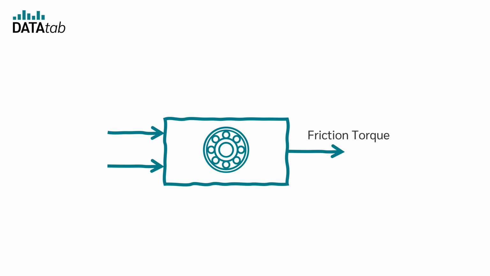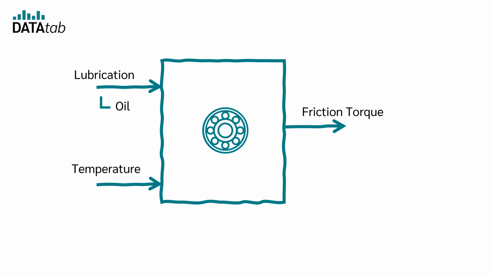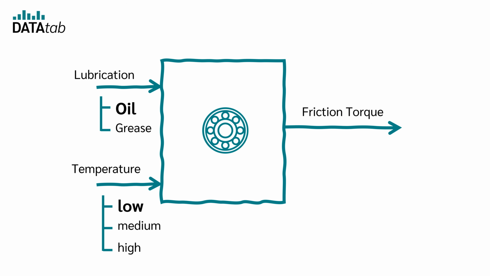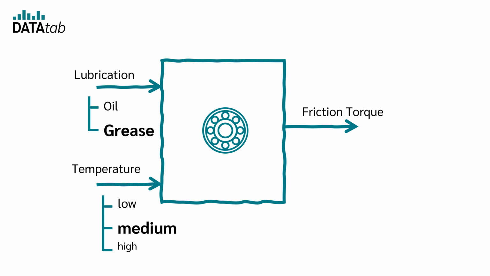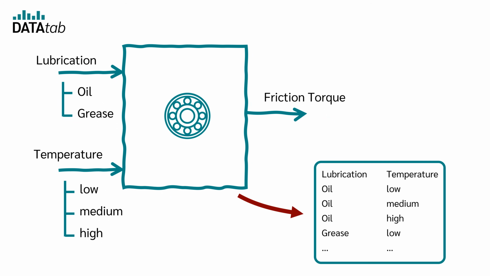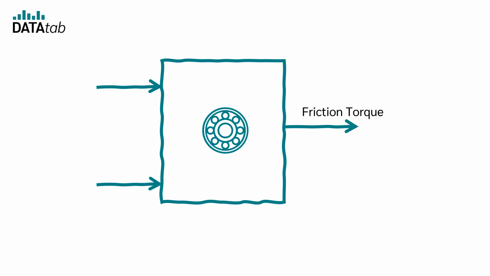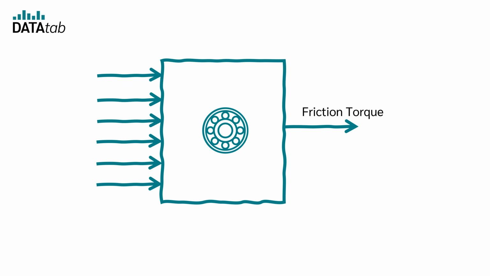Now we want to investigate what influences the frictional torque of a bearing using a DOE. In this case, frictional torque is obviously our response variable. Possible factors could be lubrication or temperature. Lubrication could have the levels oiled and greased, and temperature could have the levels low, medium, and high. Now we want to know what influence the different levels have on the response variable. DOE is now helping us to create an efficient test plan to determine this influence. Especially if we have not only two variables but several, this can result in great savings.